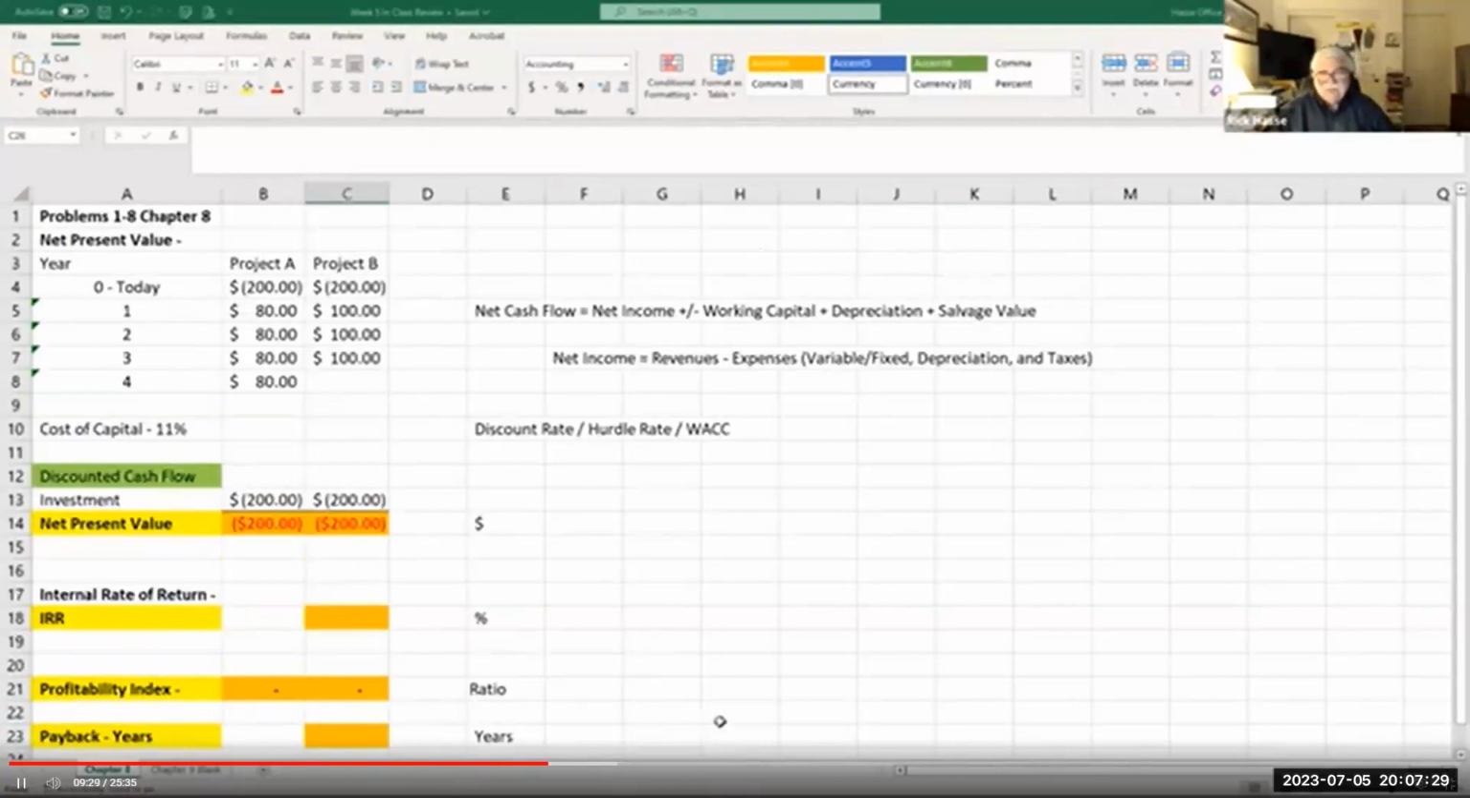Now let's take a look at this. Couple things you need to know. What is the investment? There it is right there, $200. How long is the return? Project A is 4 years, Project B is 3 years. And how much cash flow is being generated off that investment? $80 a year here, $100 a year here.